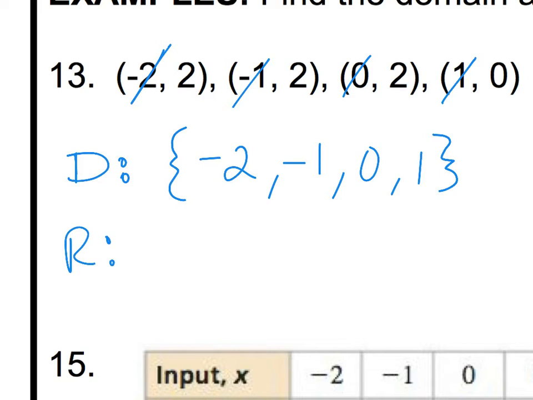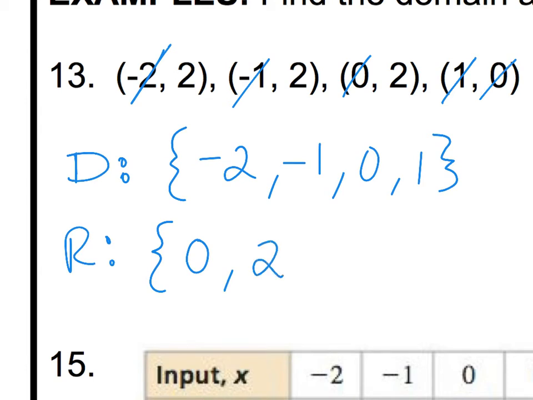Range is your y values. So let's see, what are my y values, guys? And 0. Okay. We want to try and list them from smallest to largest. So we're going to put 0 first, and then we'll put 2.